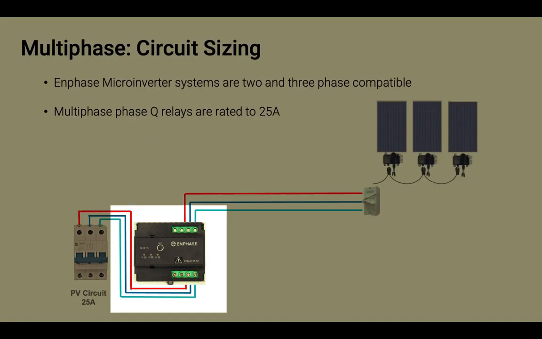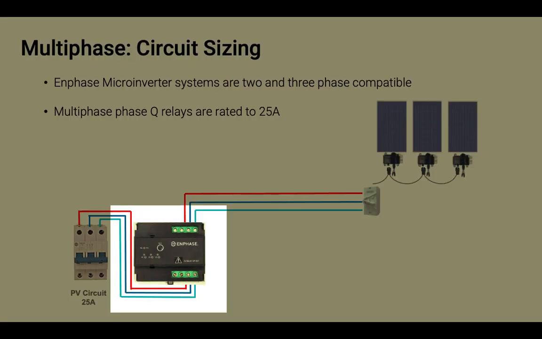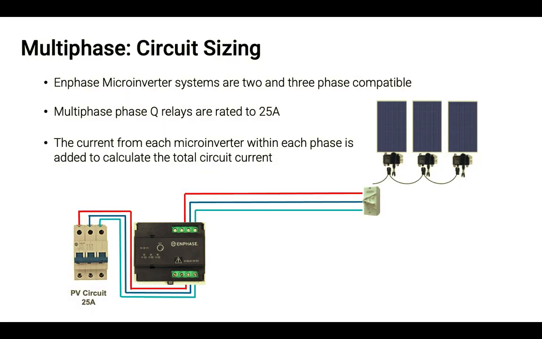Multi-phase Q relays are rated to 25 amps. Q cabling is also rated to a maximum current of 25 amps. As one Q relay is required for every 2-phase or 3-phase microinverter circuit, there is a maximum number of microinverters that can be installed within each AC circuit. Microinverters are connected in parallel, therefore the current from each microinverter within each phase is added together to calculate the total circuit current.